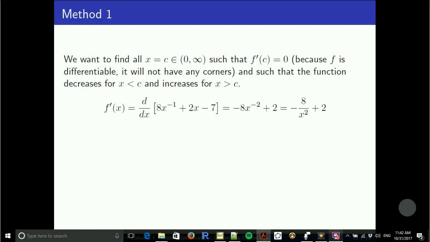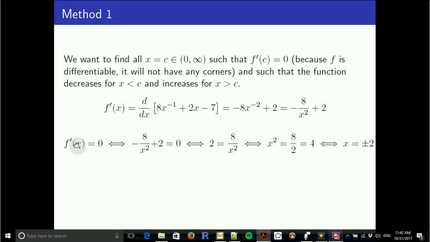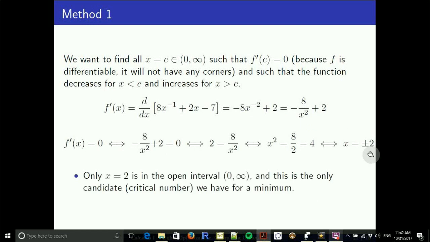First of all, the derivative of f of x, written as 8x to the minus 1 plus 2x minus 7, is minus 8x to the minus 2 plus 2, or minus 8 over x squared plus 2. Setting this derivative to 0 gives two solutions, minus 2 and 2. You might want to pause the video to take a look at the details of the solution. Only x equals 2 is in the open interval 0 infinity, and this is the only candidate, or critical number, we have for a minimum.